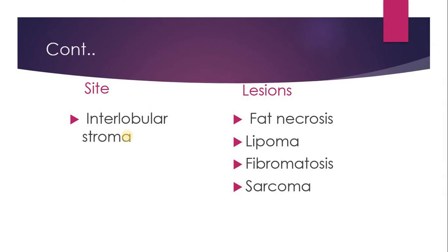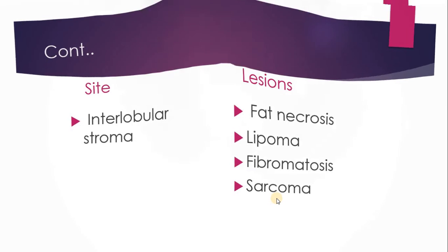From the interlobular stroma, which is the generalized stromal tissue, the lesions are also general. These are fat necrosis, the most common, then lipoma, fibromatosis, and sarcoma. The last three are very rare lesions.